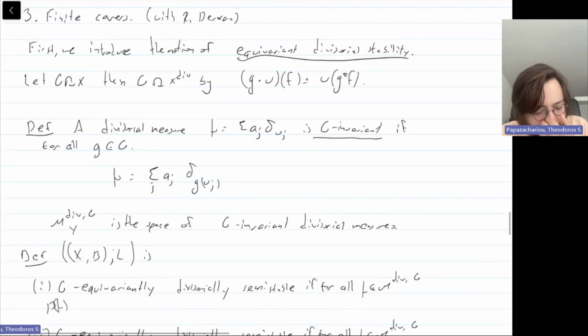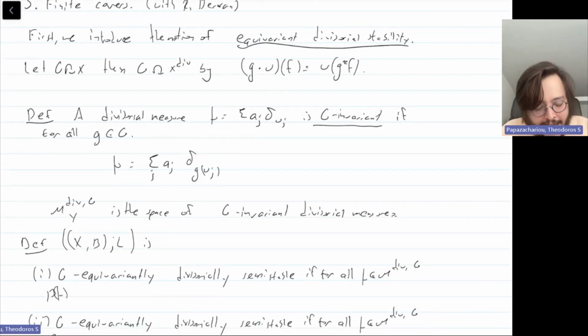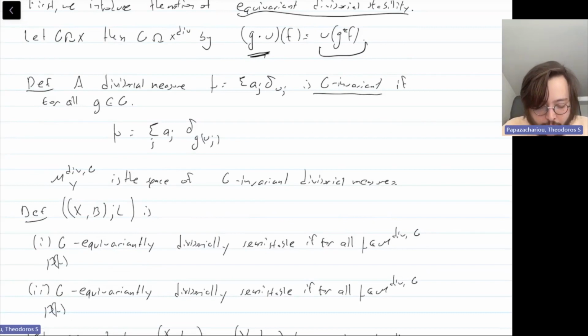I'm going to go over this in detail, but first I need to introduce a notion of equivariant divisorial stability, where we have a group action. If I have a group G acting on a variety X, then the group also acts on the set of divisorial valuations X^div, and the reason is because it also acts on the function field. So this action of g on v, computed at f, is just given by v of the g pullback of f. So I can define what is called a G-invariant divisorial measure.